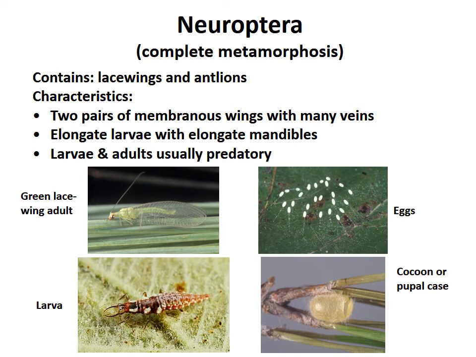The adults, like the picture in the upper left-hand corner here, are very small. Normally, the green lacewings are a bright lime green. Brown lacewings, which are less common, are brown. They have very intricate wings with lots of veins. You'll see them flying around at night. They're normally attracted to lights that you might have on outside at night, but they're very important beneficial insects.